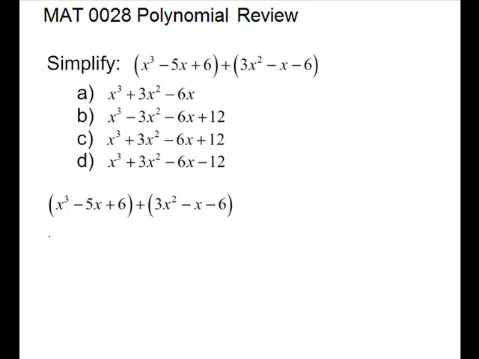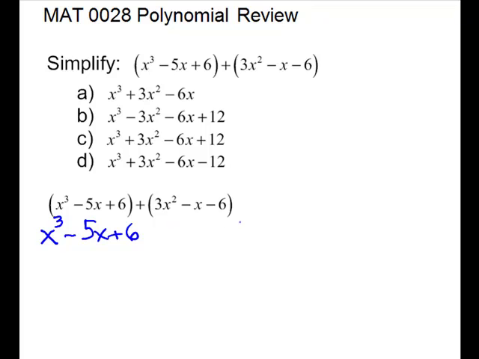You check around the parentheses, make sure there is no exponent, and there is nothing in front. If there was, you would distribute. Since there's not anything in front, you can take the parentheses off. They don't matter in this case. So we have x to the third minus 5x plus 6.